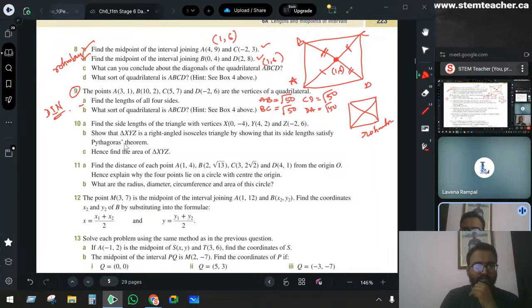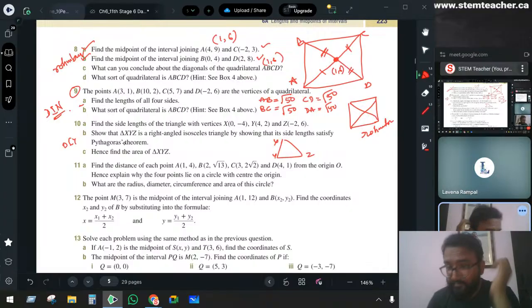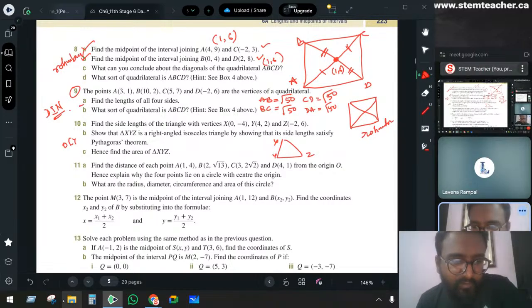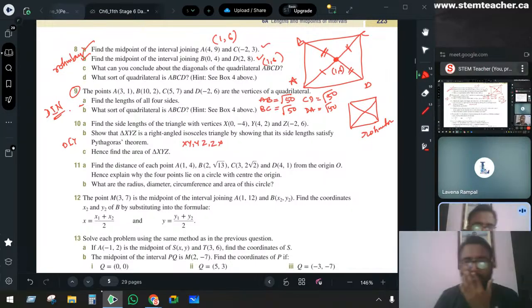Okay. Next, this you can do. Find the side lengths of the triangle with vertices X, Y, Z. Show that XYZ is a right-angled isosceles triangle by showing the sides squared with the Pythagoras theorem. So what is the thing here? You have to do this problem, but I will guide how to do it. You have to evaluate XY, YZ, ZX. Otherwise, let me do this problem myself.